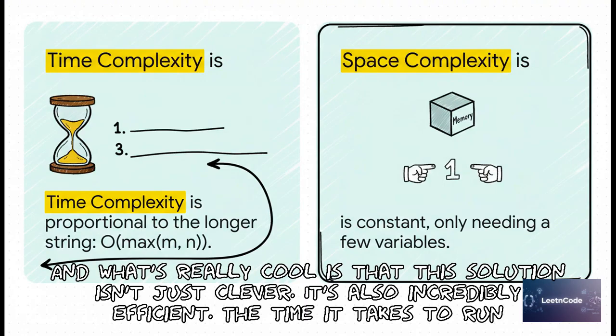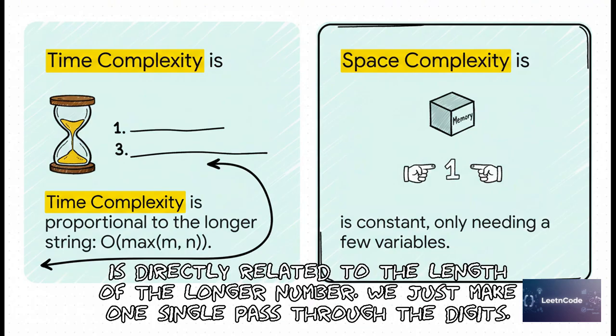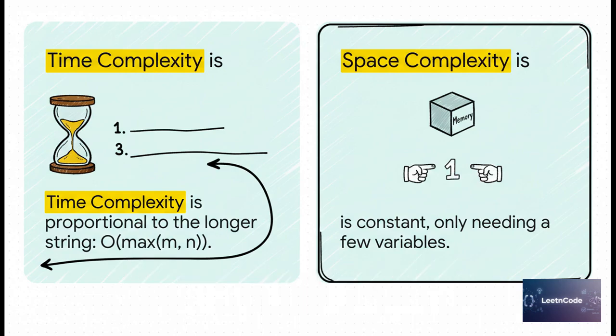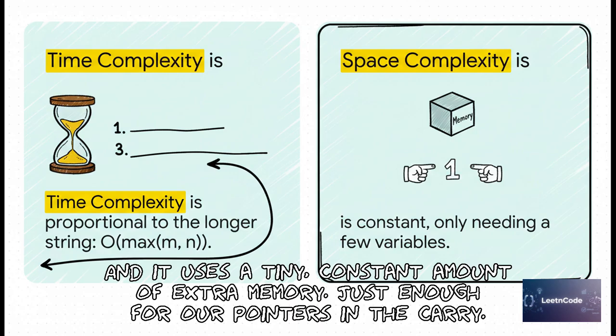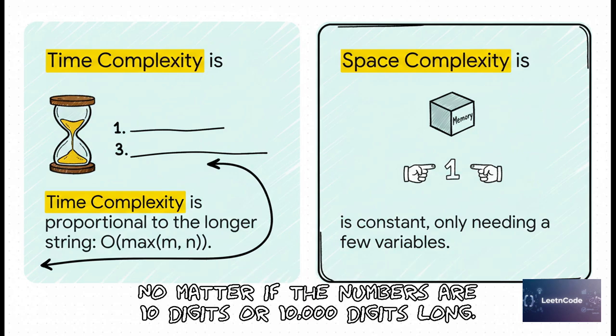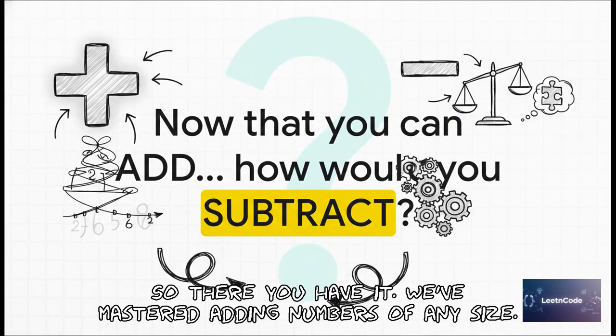And what's really cool is that this solution isn't just clever, it's also incredibly efficient. The time it takes to run is directly related to the length of the longer number. We just make one single pass through the digits, and it uses a tiny, constant amount of extra memory, just enough for our pointers and the carry, no matter if the numbers are 10 digits or 10,000 digits long. So there you have it. We've mastered adding numbers of any size.